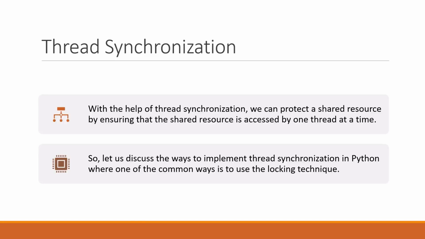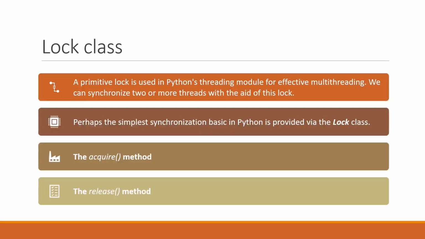With the help of thread synchronization, we can protect a shared resource by ensuring that the shared resource is accessed by one thread at a time. Now in Python, the locking technique is one of the common ways to implement thread synchronization. So let us discuss how we can do locking with the help of the Lock class. A primitive lock is used in Python's threading module for effective multi-threading, and it can synchronize two or more threads. Perhaps the simplest synchronization primitive in Python is provided by this Lock class. By using the Lock class, we can lock a resource for a particular thread, and once the task is completed, we can unlock or release that resource.